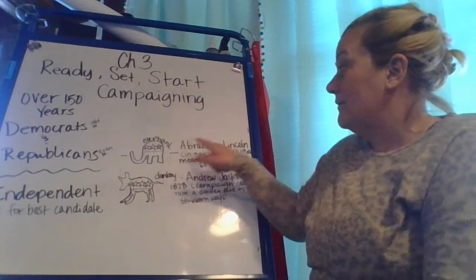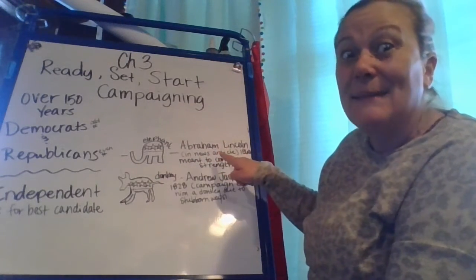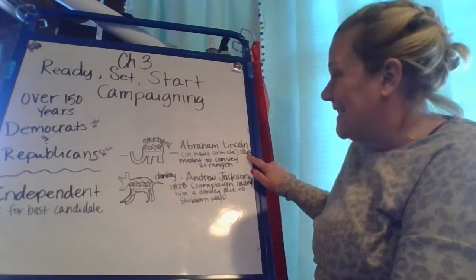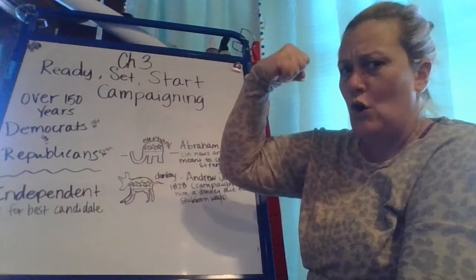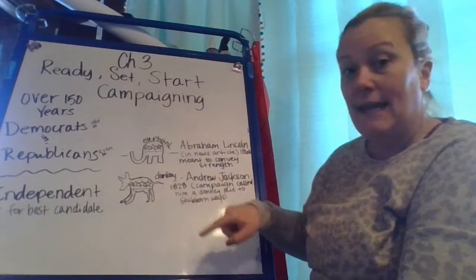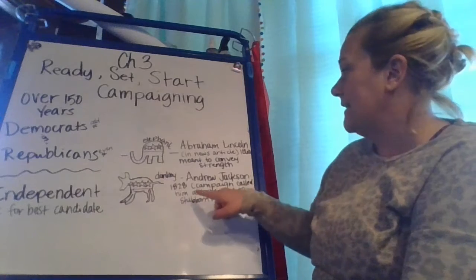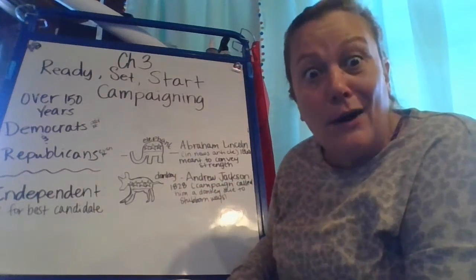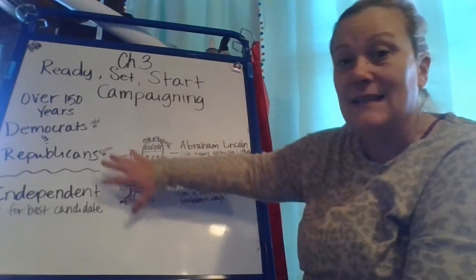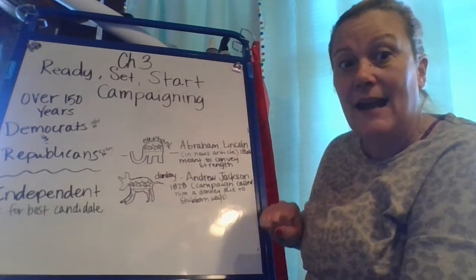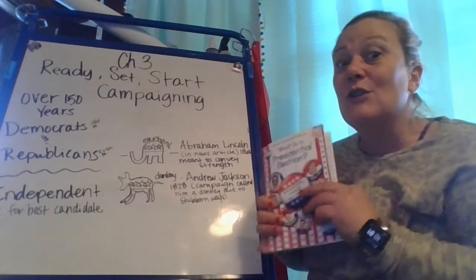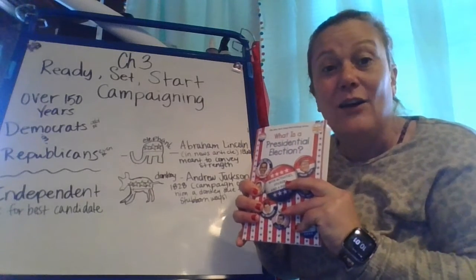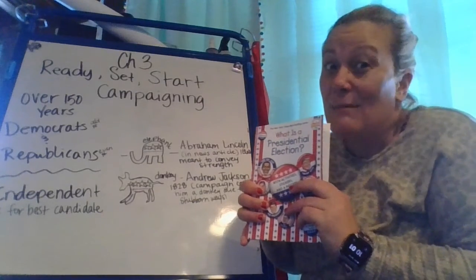The elephant came about with Abraham Lincoln, and it was in a news article in 1860 that meant to convey strength. The donkey was Andrew Jackson in 1828. A campaign called him a donkey because he was stubborn. So those are some things that we know about the campaign and how to run and the parties. So there were 2 different quizzes in here that you should stop and do. Pause the video and talk about it with your family, maybe some friends.